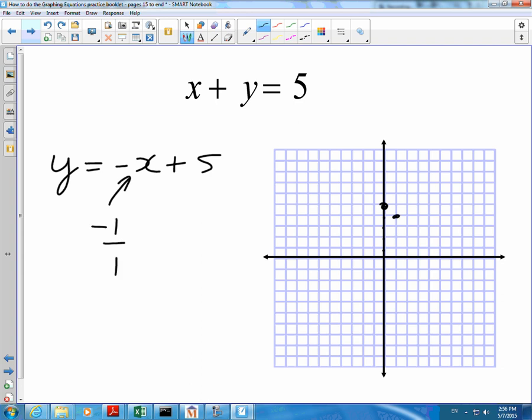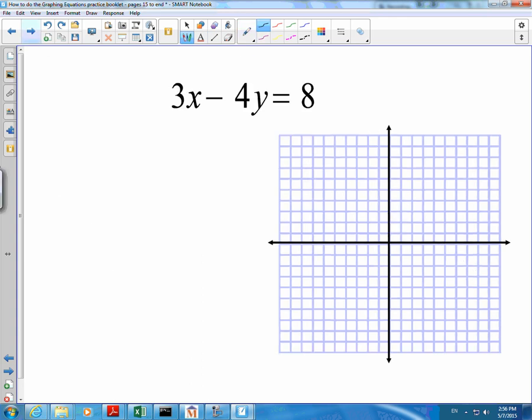So down 1/1, down 1/1, and again with my fancy line drawer. There we go. You should probably put arrows at the ends of all these lines, just to show that, you know, they go on forever. And for this one, again, my steps look like this.